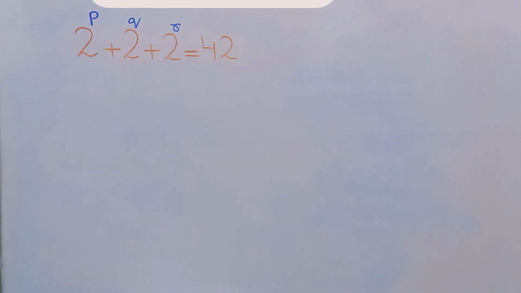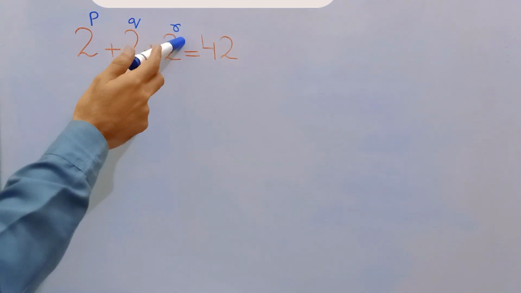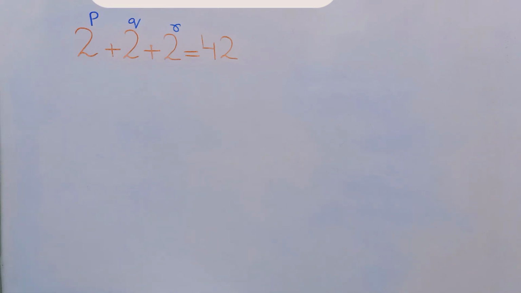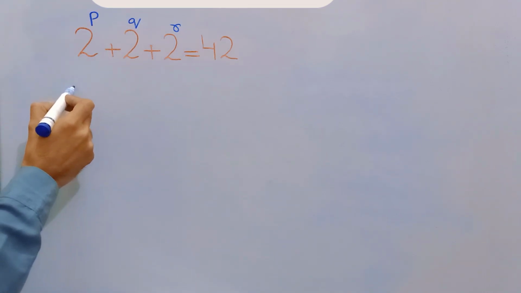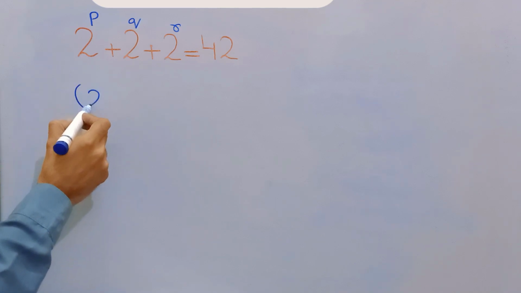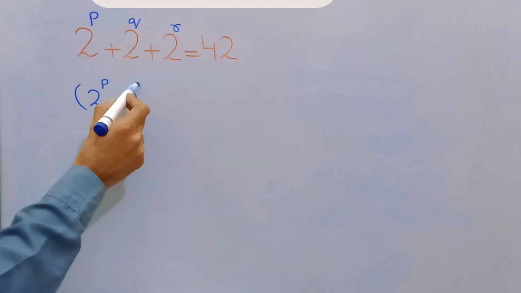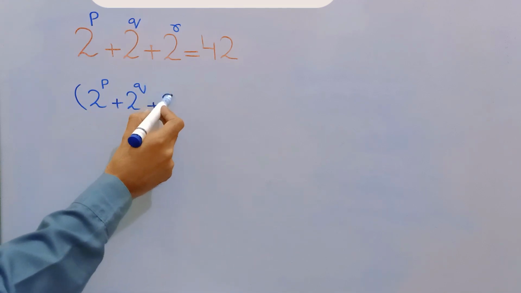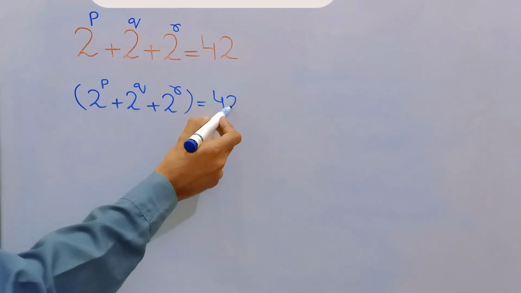Dear student, how to solve this exponential equation, that is 2^p + 2^q + 2^r = 42. Here we have to find the value of p, q and r. Dear student, first of all, 2^p + 2^q + 2^r = 42.